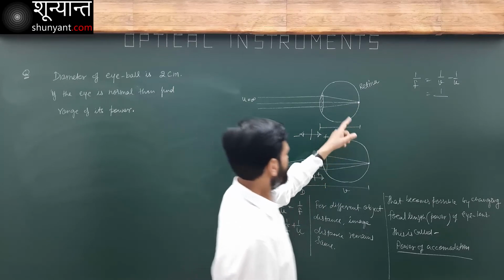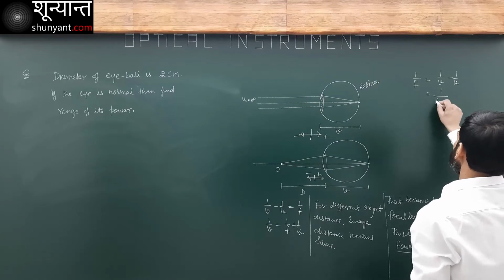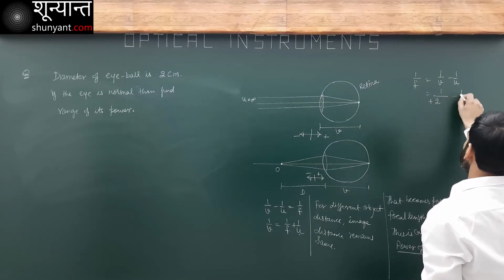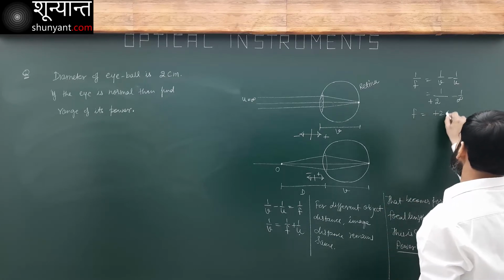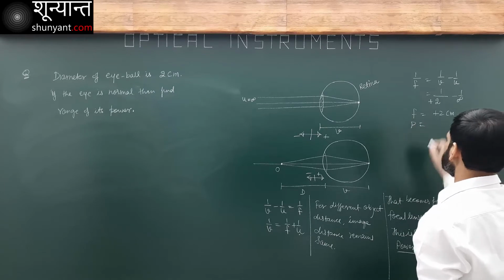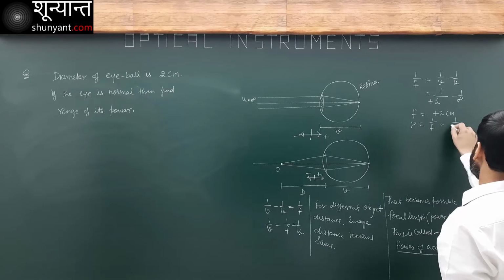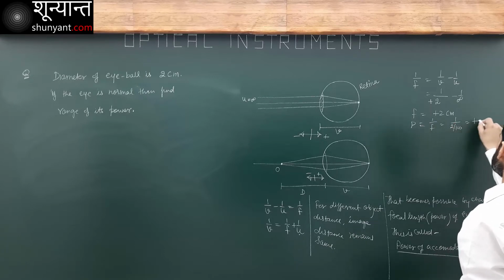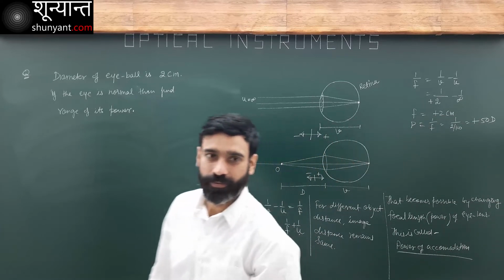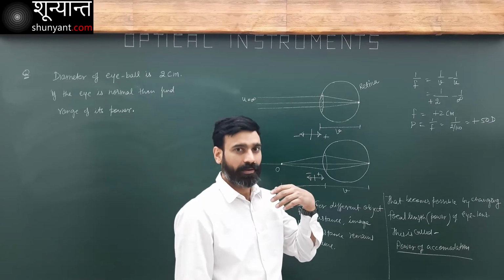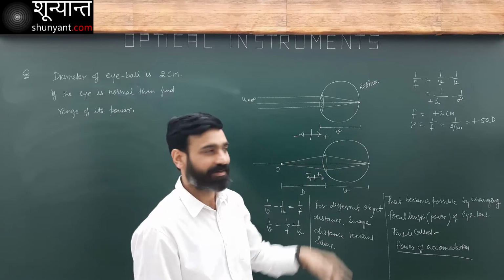Here the image distance is equal to the diameter given, 2 centimeter. So 1 over F is 1 over 2 minus 1 over infinity. What do I get? I get focal length plus 2 centimeter. What is the power? Power corresponding to this focal length is 1 over F, so 1 over 2 over 100, which becomes plus 50 D. Plus 50 diopter is the power of the eye when I want to see a distant object.